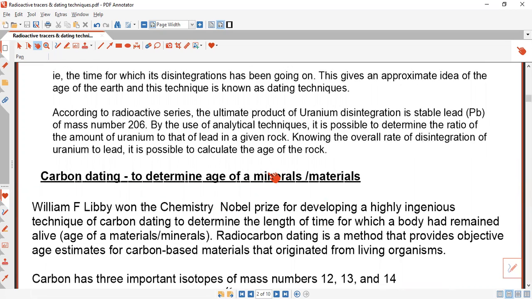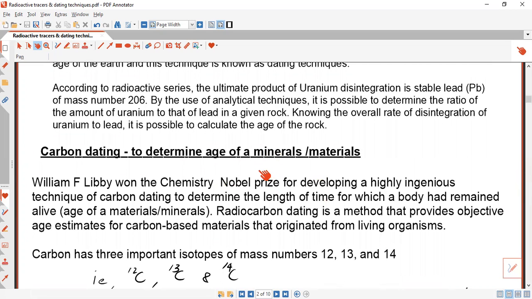Then next is carbon dating, which is widely used to determine age. What is carbon dating? Willard F. Libby won the Nobel Prize for developing carbon dating, one of the important techniques to determine the length of time for which a body had remained alive, or the age of a material or mineral using carbon. Radiocarbon dating is a method that provides objective age estimates for carbon-based material that originated from living organisms.